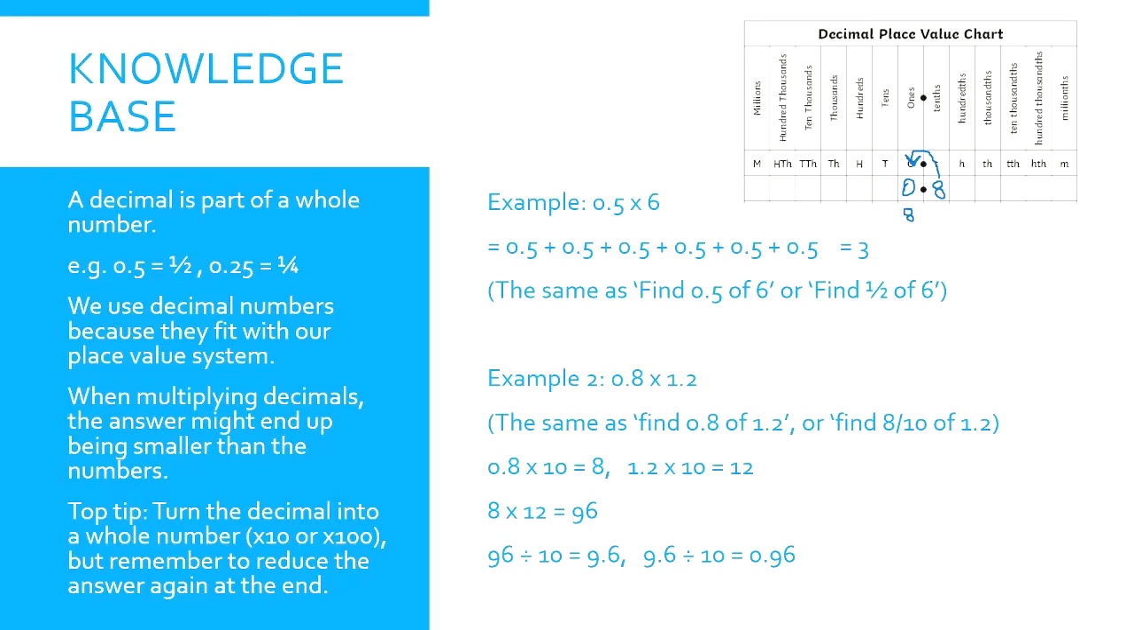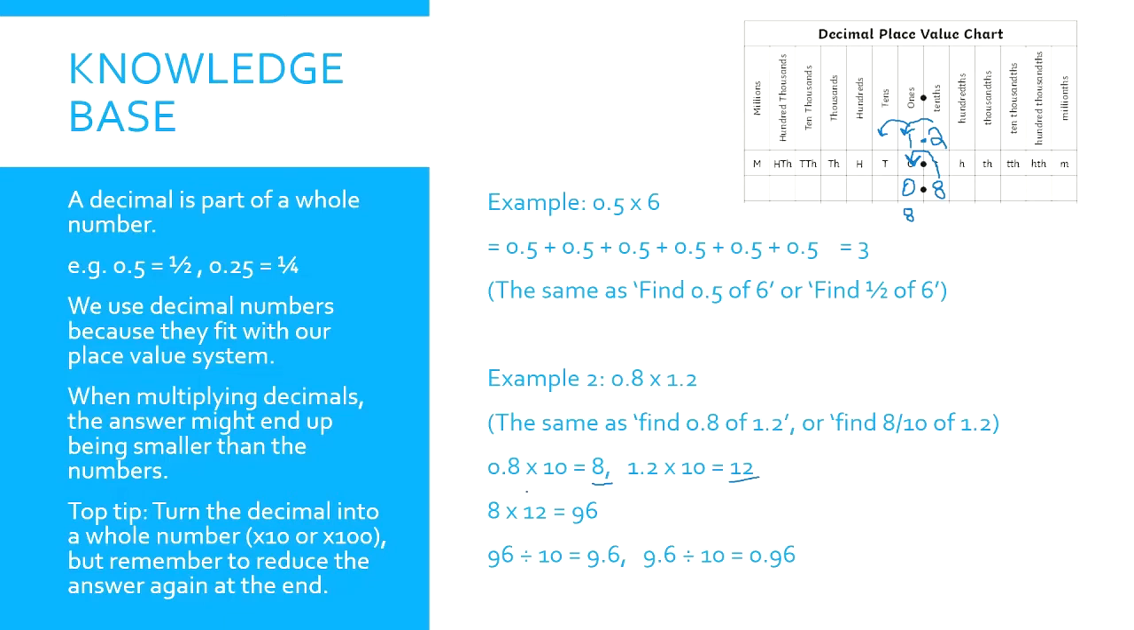The same thing happens with 1.2. If I write my 1.2 in here, so 1 in the ones column and 2 in the tenths column, and multiply this by 10, doing one jump over, I'm going to get the number 12. So this is a lot easier to work with because I know how to do 8 times 12. That's just part of my standard multiplication tables, 96.